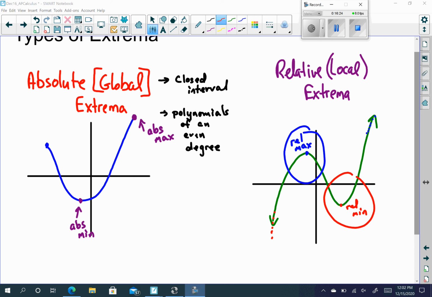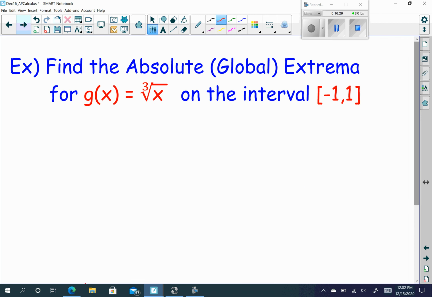Okay, so we're going to practice a problem that is an example of using the extreme value theorem, but I haven't officially introduced that yet. But here we are going to find the absolute or global extrema for the function g of x is equal to the cube root of x on the interval from -1 to 1. So what I first want you to do, let's go ahead and rewrite g of x as equals x to the 1/3. So again, pause the video if you still need time to copy that down.